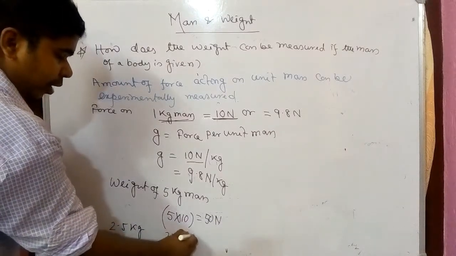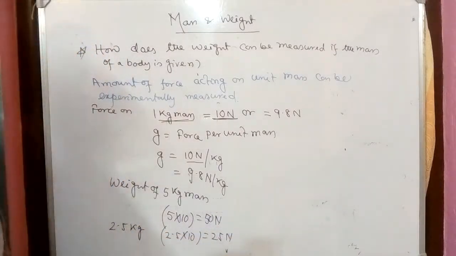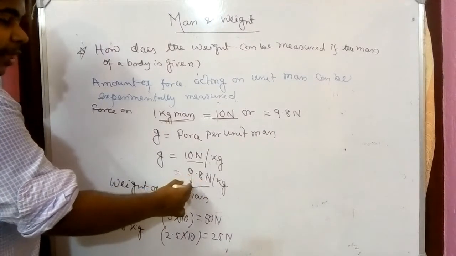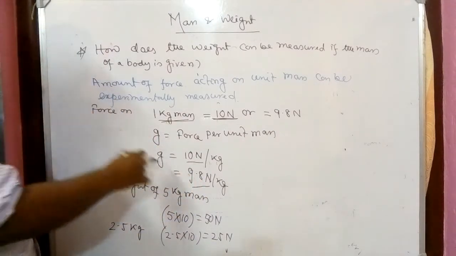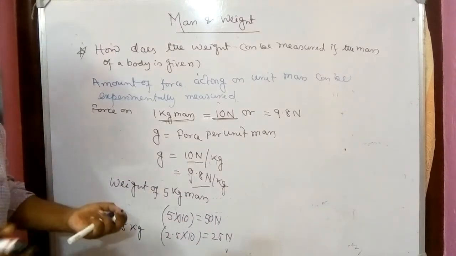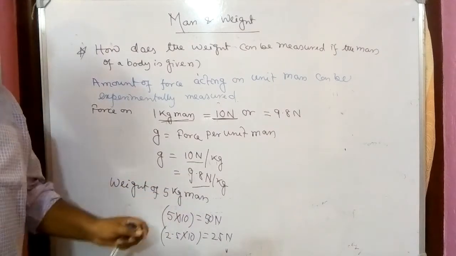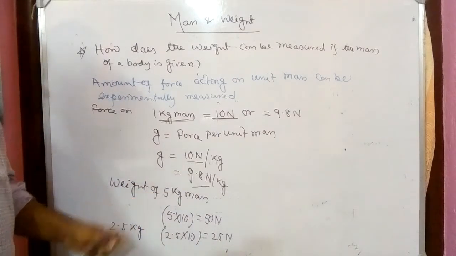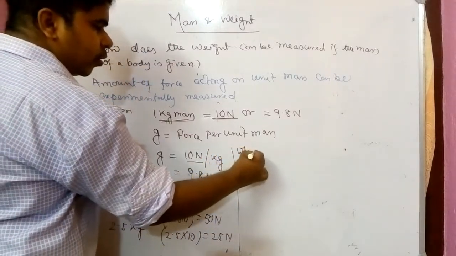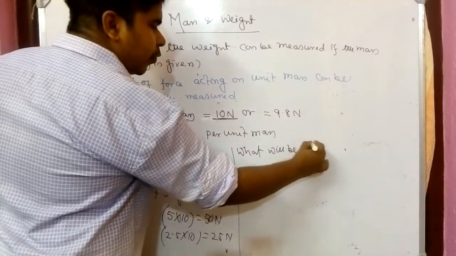2.5 into 10, that will be 25 Newton. If it is asked that you have to take for 1 kg mass, the weight will be 9.8, then you have to multiply it by 9.8. If it is not told, you can use 10, you can use 9.8, there is no problem, there is no restriction.